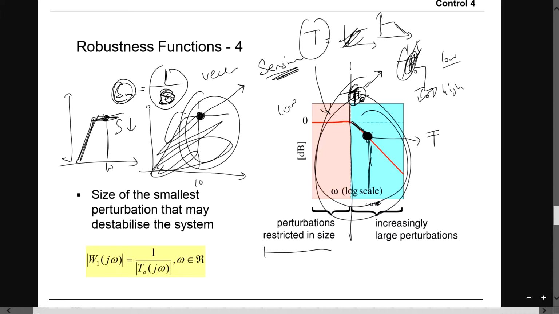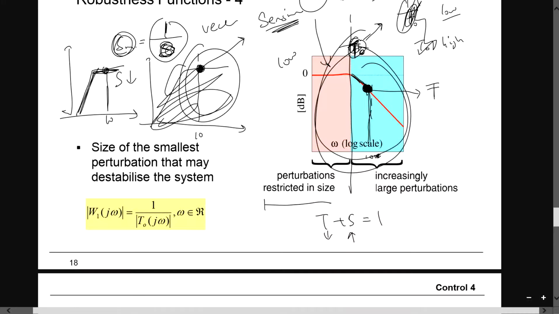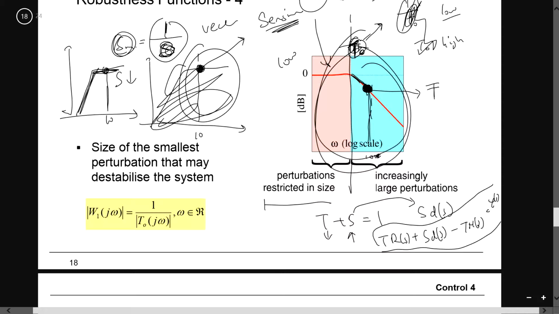And if you know that T plus S equals 1 from the very initial one, if T decreases, S will increase. That's the meaning of that. But how does this affect our system? If you remember back, S actually deals with the disturbance. If you go back to T R(s) plus S D(s) minus T N(s) equals Y(s), from the very first part of the video, the transfer function.